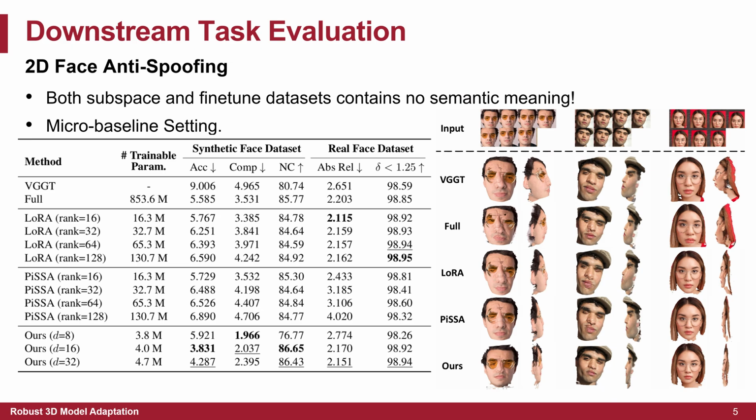The results show that all fine-tuning methods improve over the original VGGT model, indicating that these shared 3D attributes are indeed useful. More importantly, our subspace-based method achieves better reconstruction quality with fewer trainable parameters and fewer artifacts. This demonstrates that the extracted attribute subspaces are more effective and more transferable than standard fine-tuning strategies.